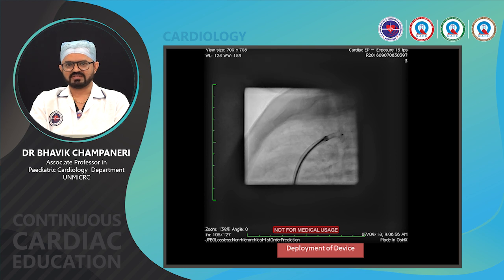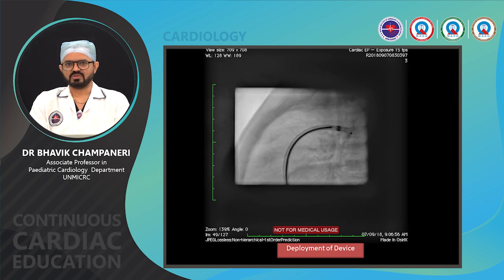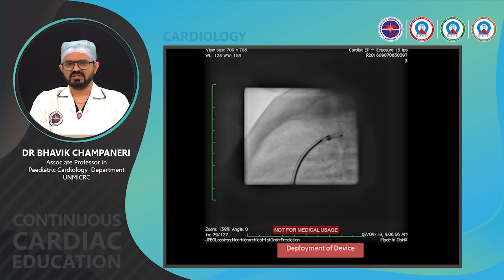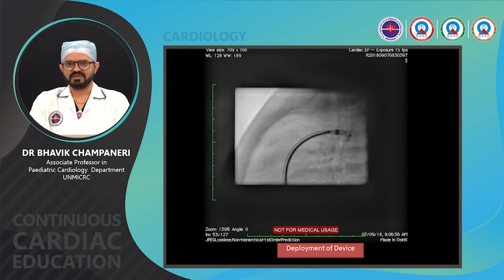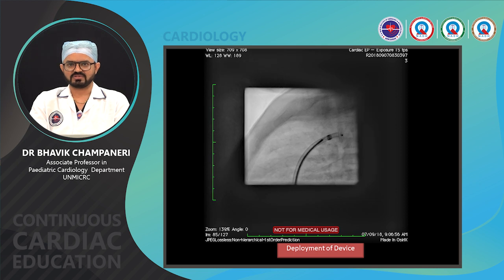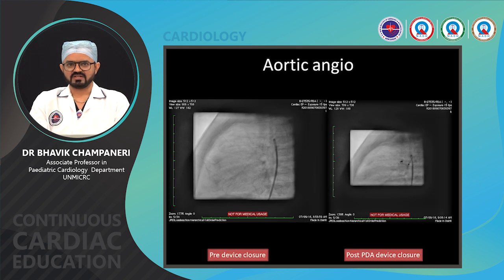From the femoral venous side, this sheath has been advanced through the ductus arteriosus into the descending thoracic aorta, and as you can see, this device is being deployed across the ductus arteriosus. This is a post-procedure angiogram, shown in comparison to the pre-procedure angiogram.